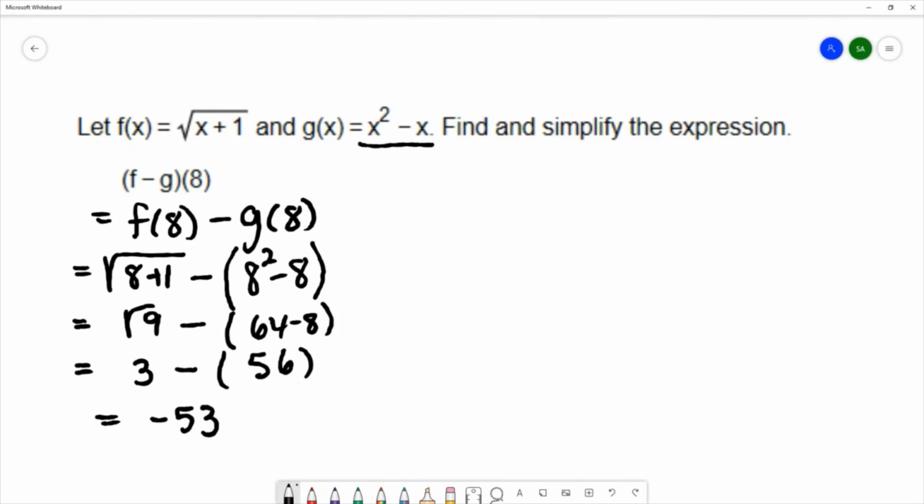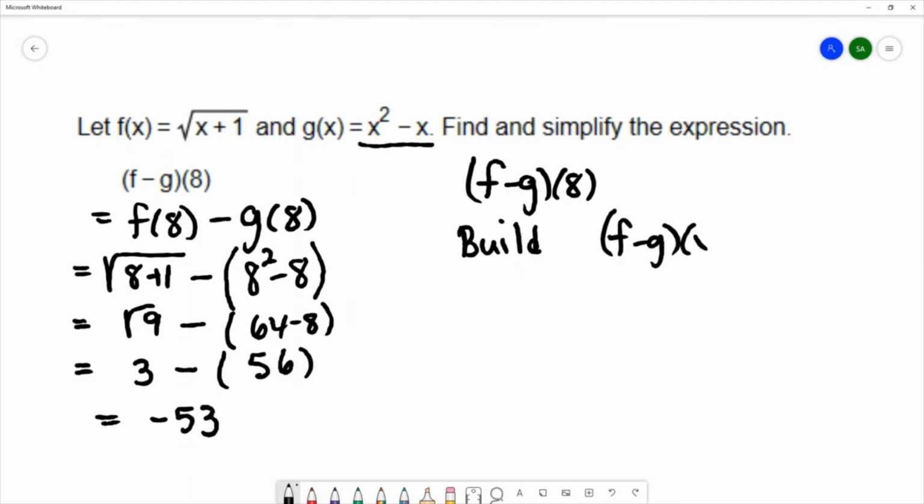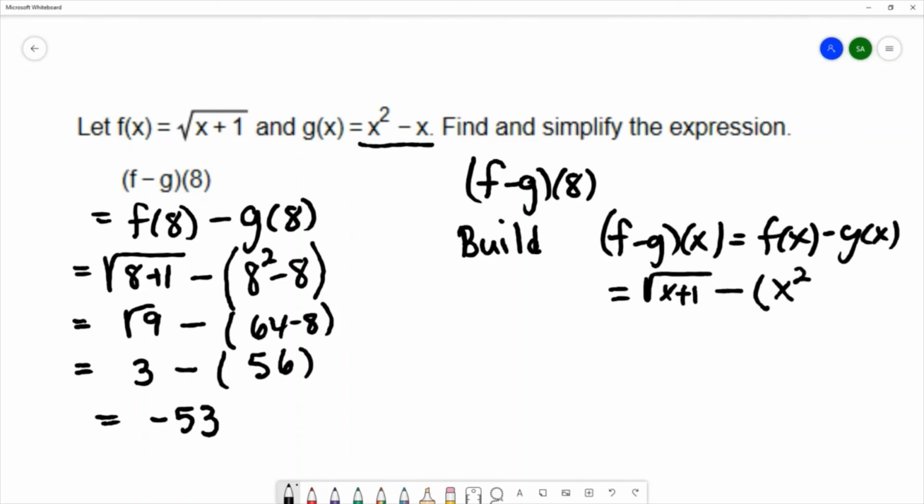Another way to find it, if you have f minus g of 8, you would first build the function f minus g of x. That function is f of x minus g of x. That's square root of x plus 1 minus the whole function g of x, x squared minus x. That's square root of x plus 1 minus x squared plus x.